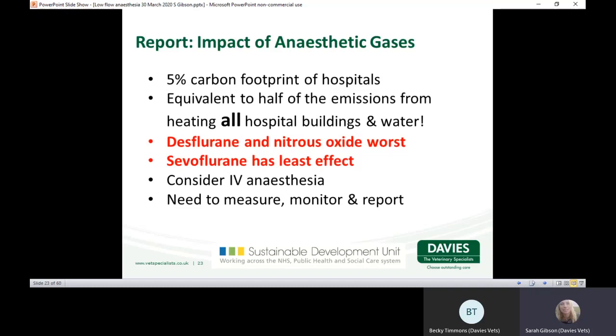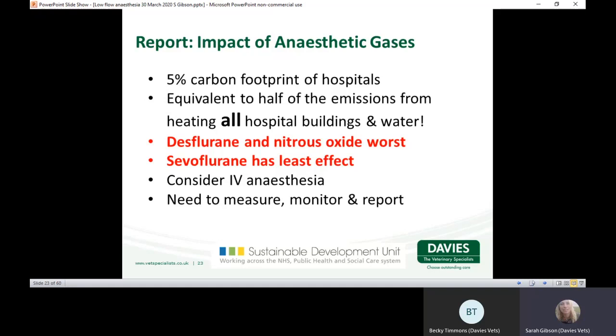5% of the carbon footprint of what they call acute organisations, so those doing surgery, come from anaesthetic gases. And that's a big figure considering how massive the NHS is and private healthcare service are in the UK. So this is equivalent to half the emissions for heating all the hospital buildings and water. Nitrous oxide use in the healthcare system in the UK makes up 1.3% of the total nitrous oxide emissions in the UK. The report states that desflurane and nitrous oxide are the worst gases and sevoflurane has the least effect.